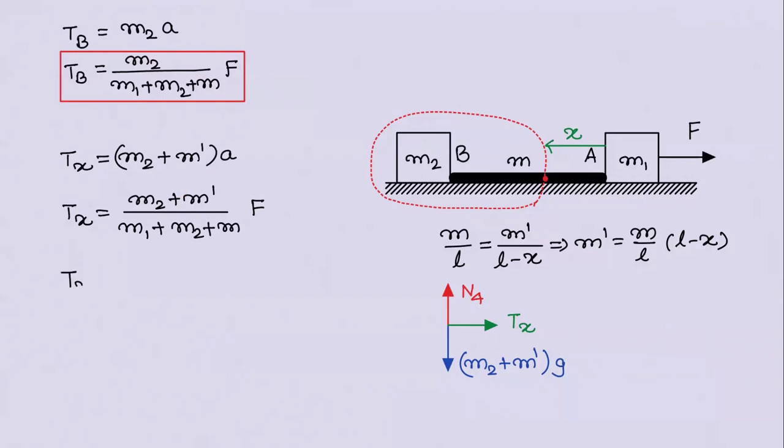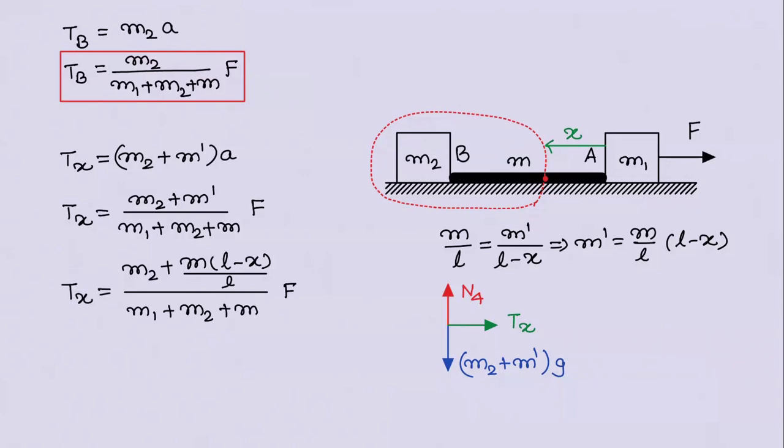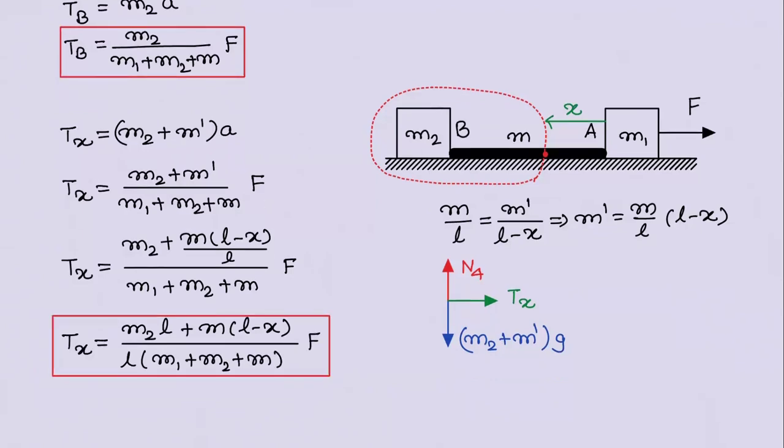So Tx is equal to (m2 plus m into (L minus x) by L) divided by (m1 plus m2 plus m) into F. You can leave it here, or if you want to take the LCM, then it will be (m2L plus m into (L minus x)) by L into (m1 plus m2 plus m). This is the value.